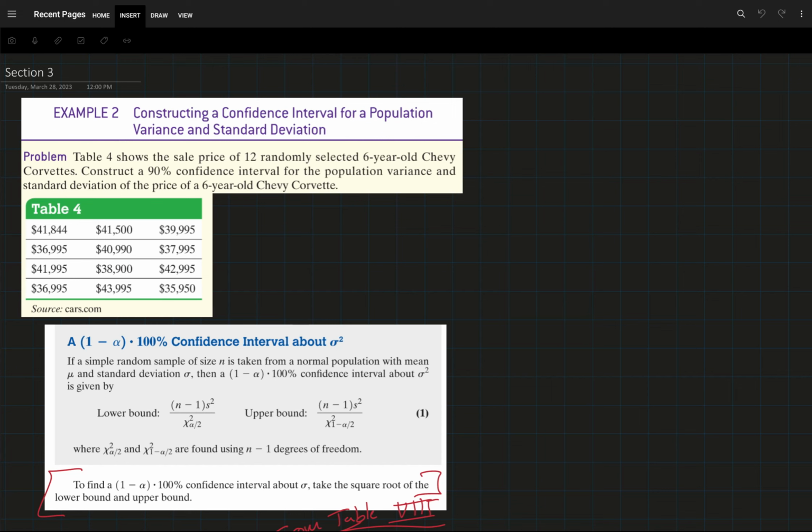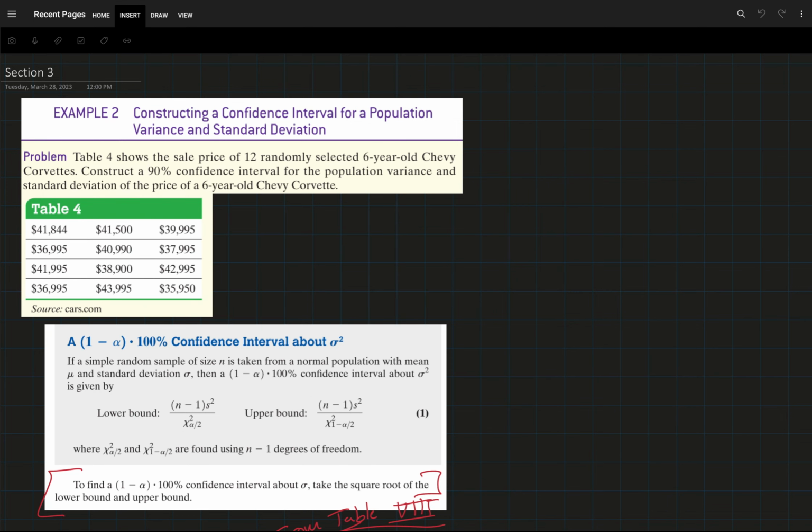Hey everybody, this is going to be a quick walkthrough of example 2 that we didn't get to cover last night from chapter 9, section 3. In the textbook, it's page 463, once again, chapter 9, section 3. This was the last example that we didn't quite have enough time to cover in class.